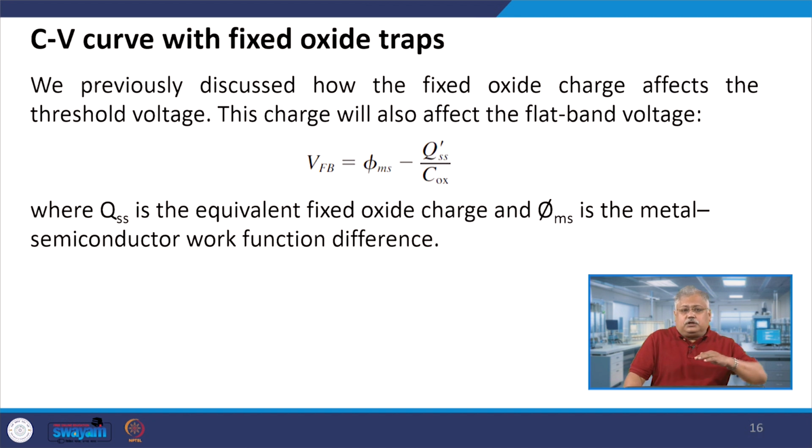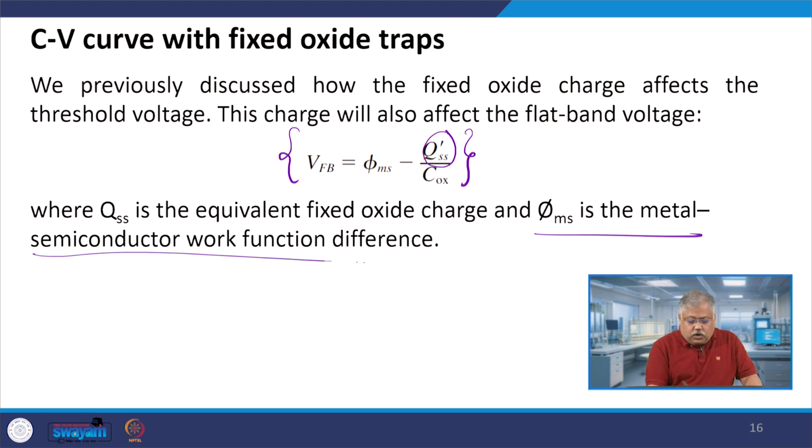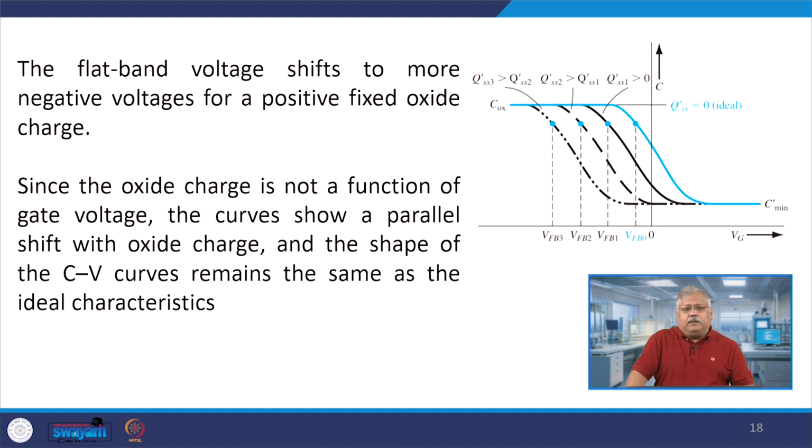Let me come to, so till this discussion was without any traps. Now what I do is I introduce knowingly, or even when you do a fabrication, there are always fixed oxide charges available, and as we have seen already, my flat band voltage changes because of this charge. This charge is basically my fixed oxide charge, and phi ms is basically my metal semiconductor work function difference, and Qs is the equivalent fixed charge which is there. We have already seen also the origin of this fixed charge, right? Now what we will do here is take up the flat band voltage shifts.